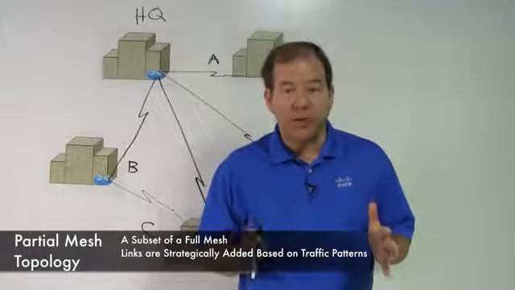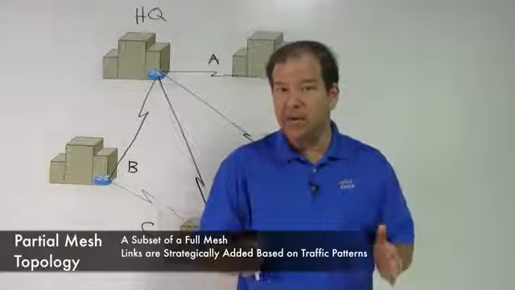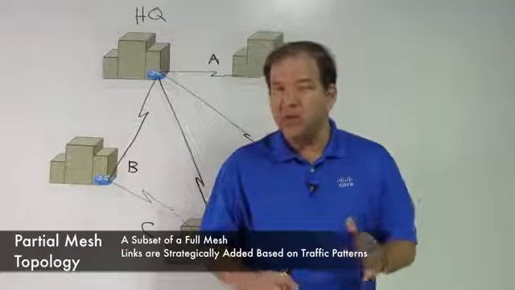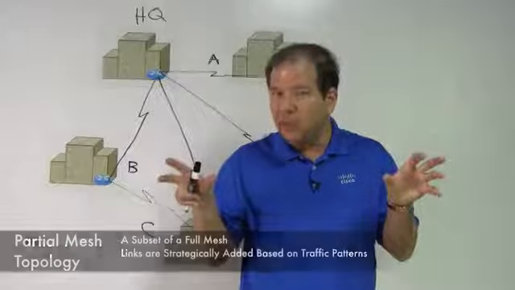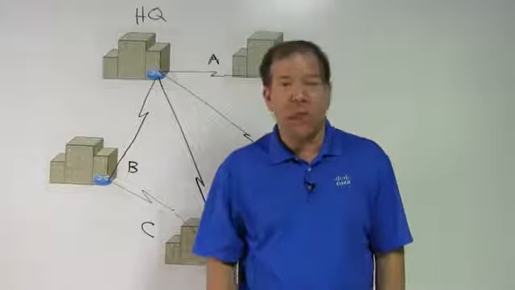Based on traffic patterns, we've justified, let's add a link here and here and here, but we don't need a link here and here and here. So kind of between a hub and spoke and a full mesh, we could have a strategically designed partial mesh.